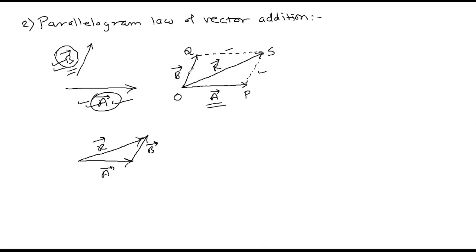So I can write this resultant vector just like this. See, this vector B, or vector OQ, is nothing but this side PS. So this is also B. And similarly, vector OP is nothing but A, and the diagonal is OS. So I can write resultant vector R is equal to vector A plus vector B by using the same concept here. Okay, I think you understood this particular parallelogram law of vector addition now.